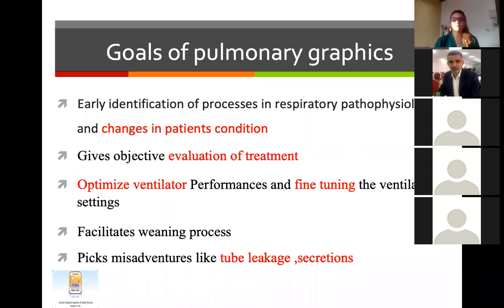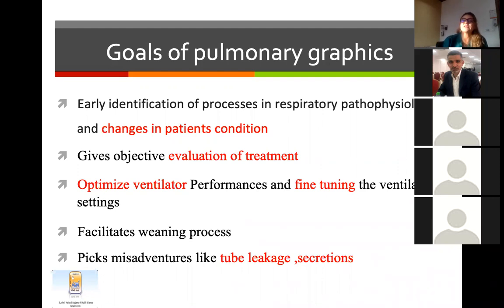Whenever we go for any workshop on ventilation, we are told that if you have HMD, put this setting. If you have meconium aspiration syndrome, put this setting. But all the babies with HMD are not the same. All the babies with meconium aspiration syndrome are not the same. So to optimize the ventilator performance and to fine tune the ventilator, you need something, and this gives very good help. And once our baby is improving, to know that we can take them off the ventilator, it helps in the weaning process.